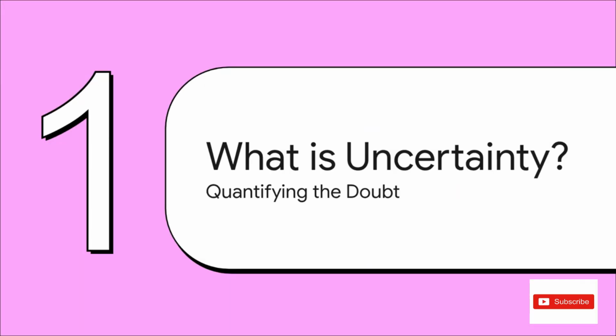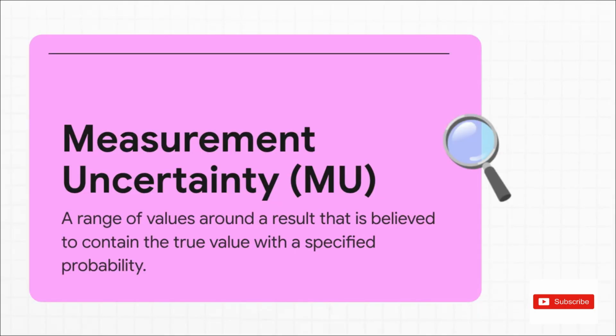All right, let's start with the absolute basics. What in the world are we even talking about when we say measurement uncertainty? Well, at its core, it's about accepting a simple truth. No measurement is ever perfect. So here's the formal definition. It's basically a range of values surrounding a result where we believe the true value is hiding with a certain level of confidence. So think of it less as an error and more as a confidence interval. It's all about quantifying the doubt so that a doctor can quantify their confidence.